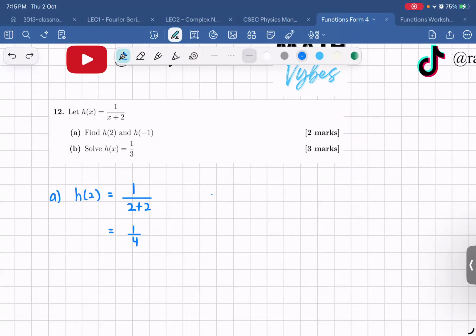B. We continue. Yeah, h of minus 1. Right? Anywhere I see x, I'm gonna write what? Minus 1. Yeah. So it's gonna be 1 all over minus 1 plus 2. All right. Before you say the answer, Perseus, which number is bigger, the negative number or the positive number? Positive.